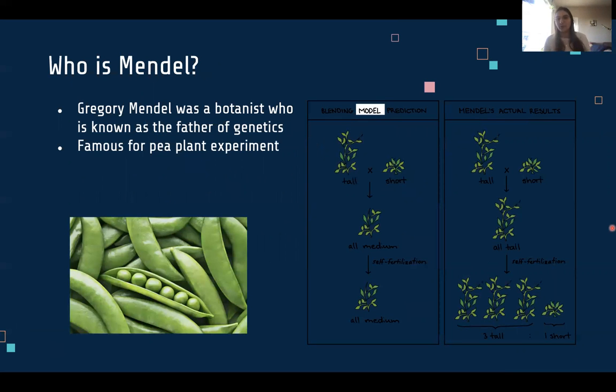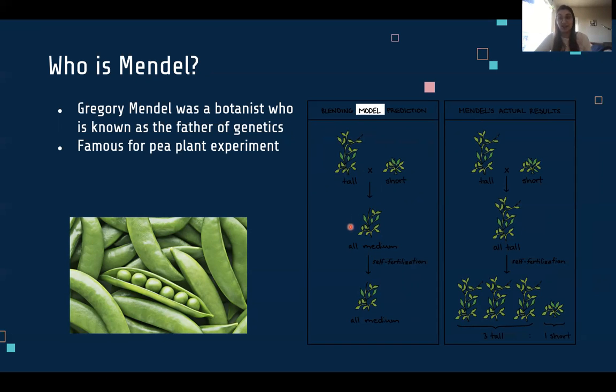So who is Mendel? Gregor Mendel is known as the father of genetics, and he was a botanist who discovered a lot of what we still use today in genetics from his pea plant experiment. What we thought before Mendel did his experiment was known as the blending model. We thought when two organisms came together, one tall, in this example he used a tall pea plant and a short pea plant, that all of the pea plants were going to be medium, and that all of these medium pea plants, if they reproduced, were all going to be medium too, so that it was a blending of the two characteristics of tall and short.